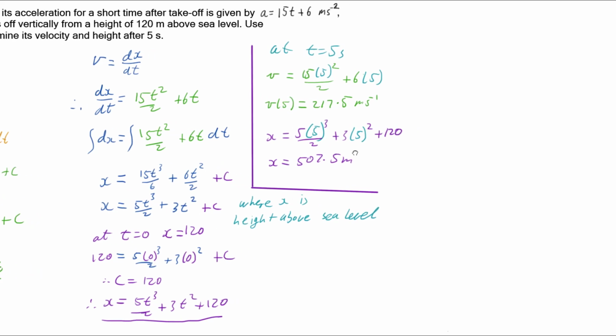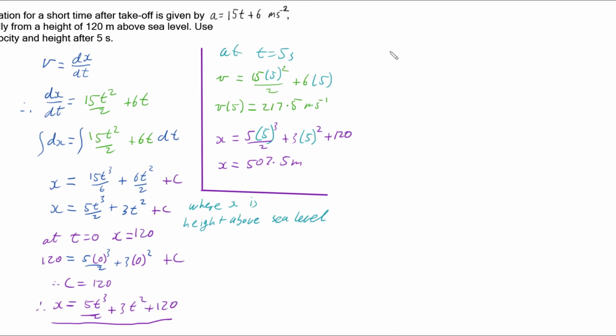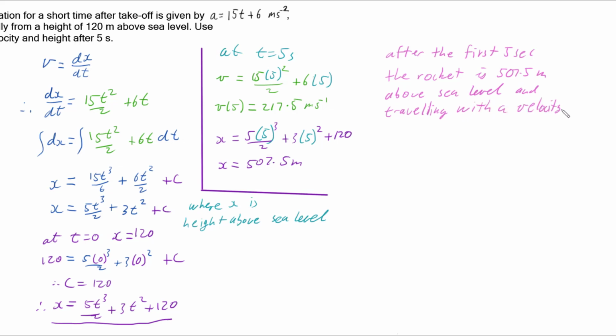507.5 meters. So we can say after the first 5 seconds, the rocket is 507.5 meters above sea level and traveling with a velocity of 217.5 meters per second. So there we go.